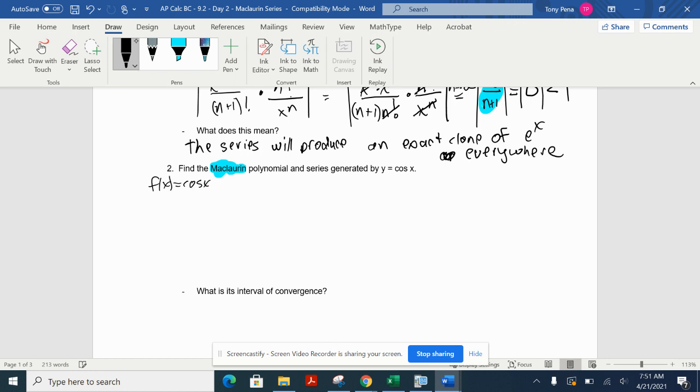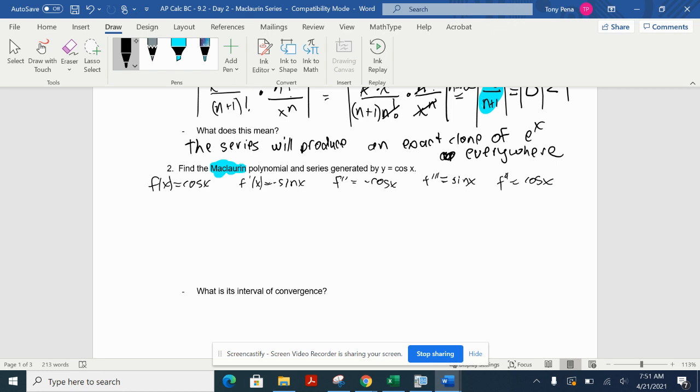Here, I'm going to do cosine of x. Then we need our first derivative, so negative sine of x. Second derivative, negative cosine. I think 4 of these will be enough. So 1, 2, 3, back to sine of x. And then our fourth derivative is cosine. So 1, 2, 3, 4. Yeah, looks good.